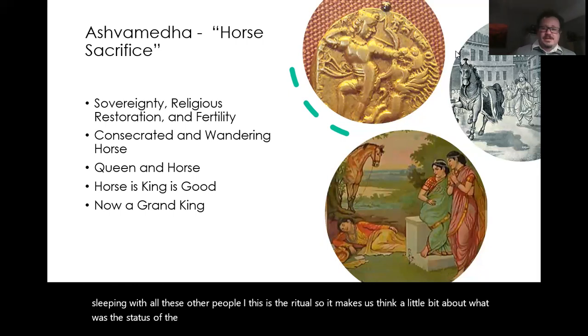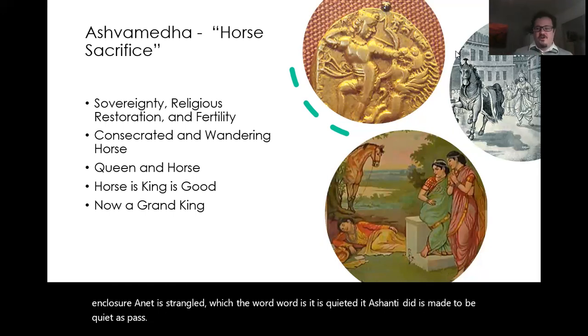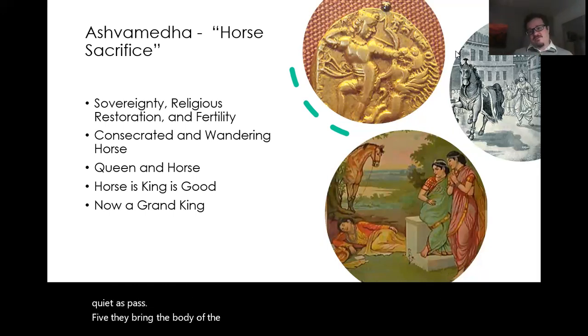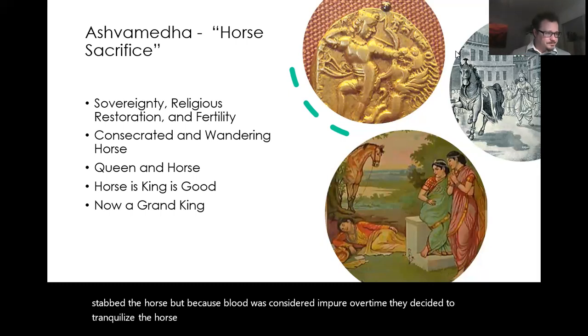Eventually the horse is taken outside of the ritual enclosure and strangled, and the word for it is quieted, shunted, pacified. They bring the body of the horse back in. Previously, they would have stabbed the horse, but because blood was considered impure, over time they decided to tranquilize the horse, to just strangle the horse.